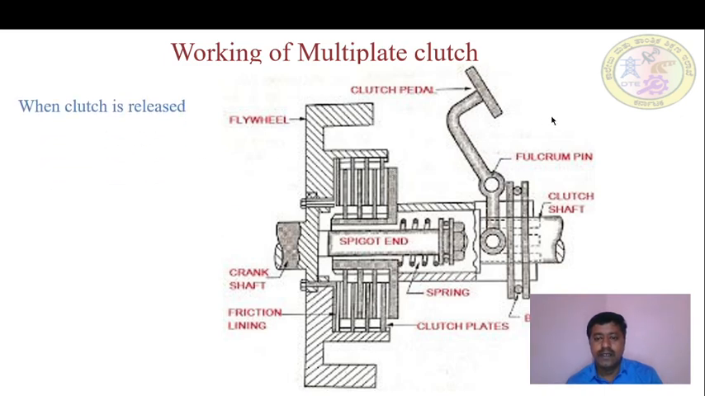When the clutch is released, because of this fulcrum pin arrangement, this portion which had moved from this position because of the application of pressure comes back to its original position after the release of pressure, which makes the pressure plate move towards the flywheel. The pressure plate moves towards the flywheel because of the pressure exerted by this spring.